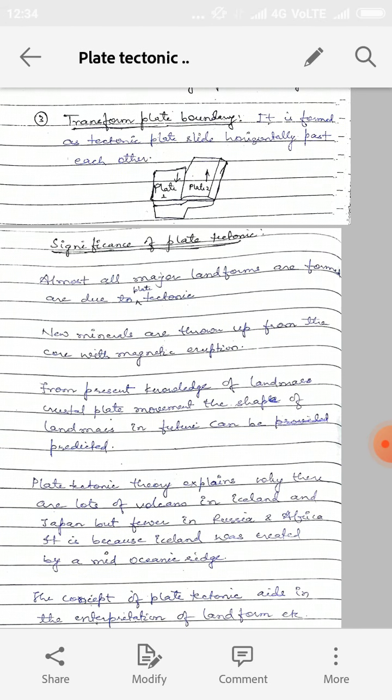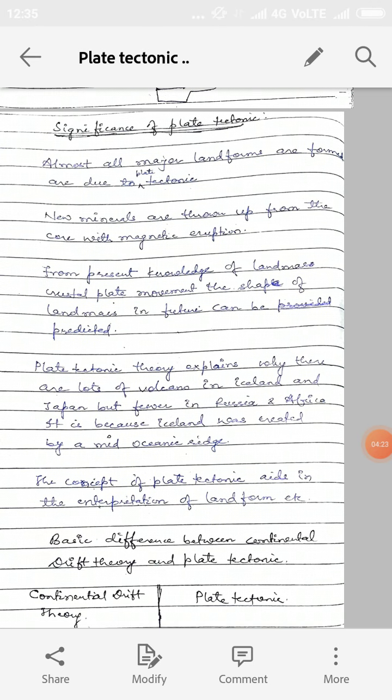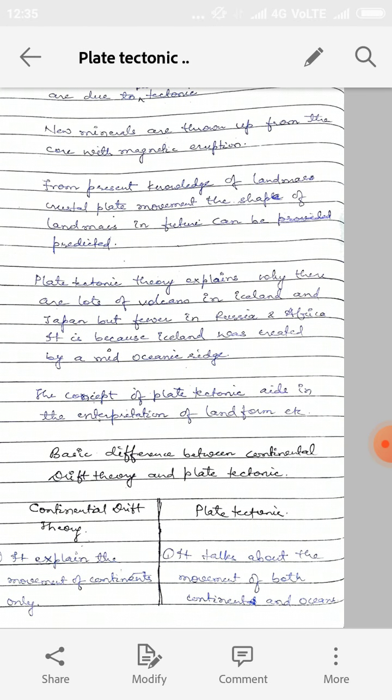Now we will discuss the significance of plate tectonics. Almost all major landforms are formed due to plate tectonics. New minerals are thrown up from the core and the mantle through eruptions. From present knowledge of landforms and crustal plate movements, the shape of the land masses of the future can be predicted.